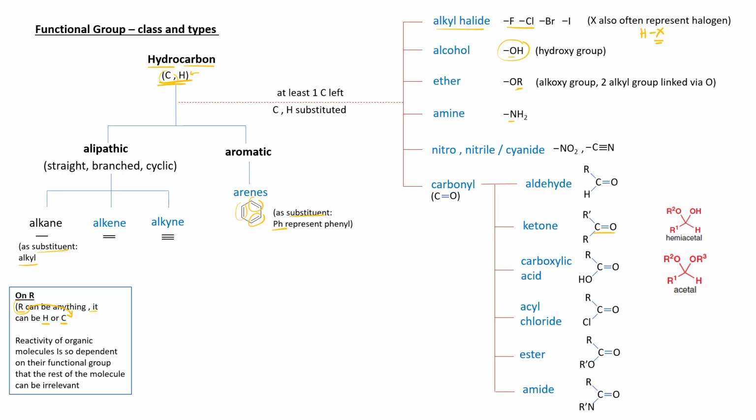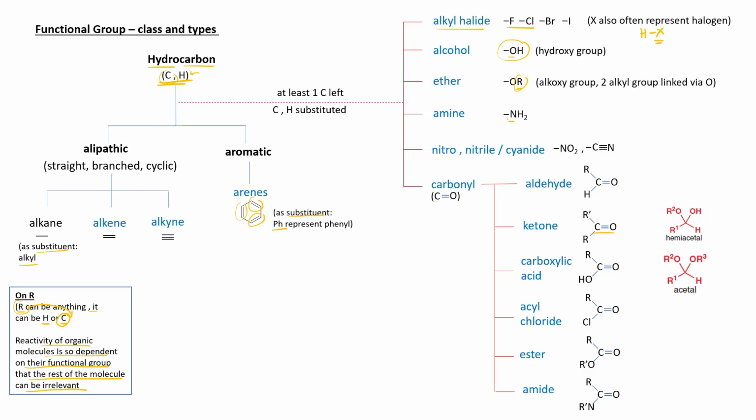So R here normally is a carbon or alkyl group or whatever. The reactivity of an organic molecule is so dependent on the functional group that the rest of the molecule can be irrelevant. That's why we put R here, because we don't care. If this R is an alkyl group and then you have the O there, when you do a reaction, what will participate in the reaction is mostly this O. So that's why we put just R rather than the entire structure of the alkyl.